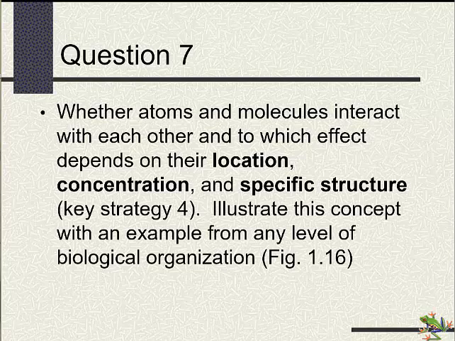The answers to questions 5 and 6 should be obvious from the textbook. Let me focus on question 7, which reads: whether atoms and molecules interact with each other and to which effect depends on their location, concentration, and specific structure, referring to key strategy 4. It asks you then to illustrate this concept with an example from any level of biological organization.